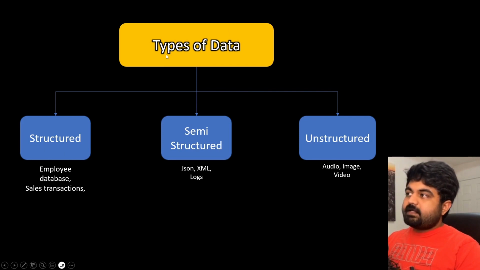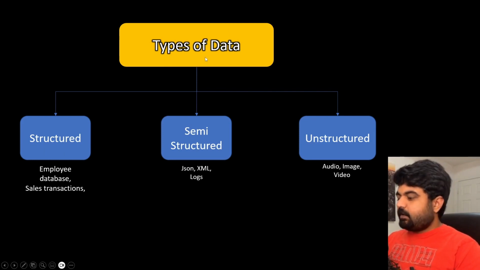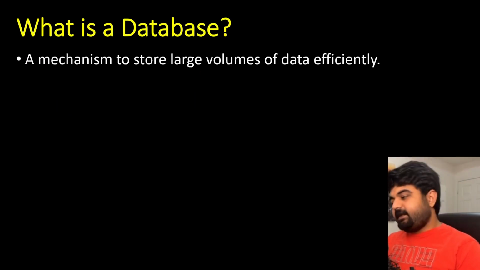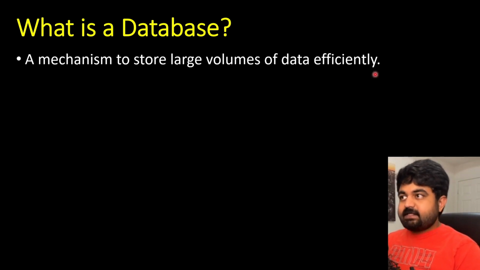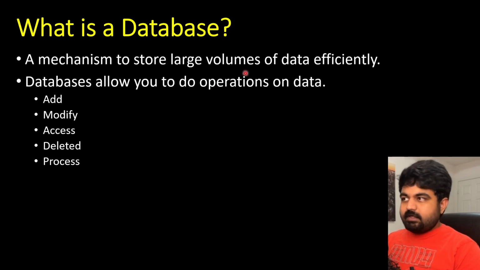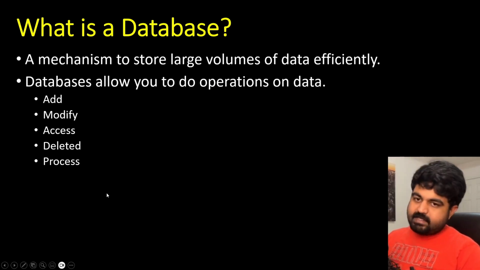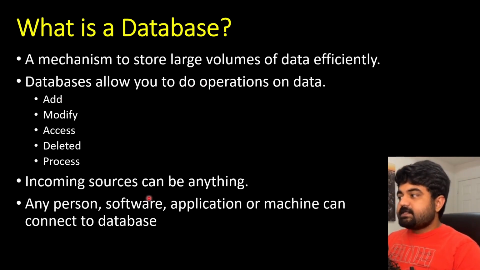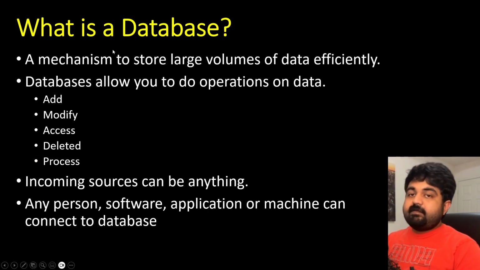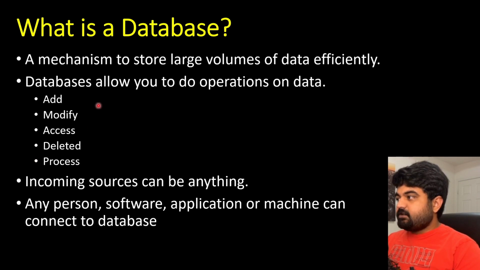After learning what the types of data available to us are, now let's see what a database is. A database is nothing but a simple mechanism to store large volumes of data, where you can create, remove, or do all sorts of things in an efficient and scalable manner. Databases allow you to do all the common operations on data, as I mentioned: you can add, modify, delete, process, and whatnot. The incoming data source can be anything, and a database should be able to provide us with the connectors or a mechanism to connect to it, with which we can do all of these operations.